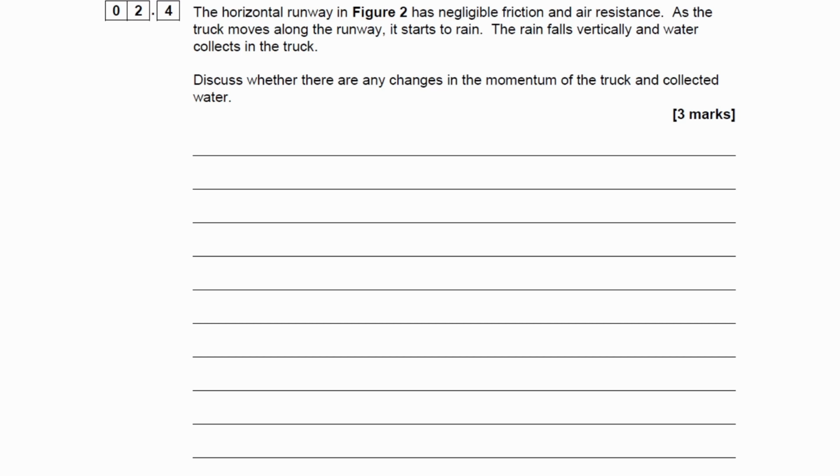So let's start with the rain droplets. I think they're a little bit easier to understand. The rain is falling vertically, so therefore the initial momentum is going to be downwards. When the rain then falls inside the truck, it will gain a horizontal momentum. There will no longer be a vertical momentum. So that should be enough for a couple of marks.